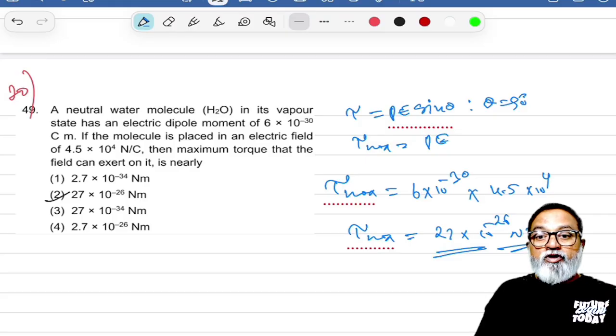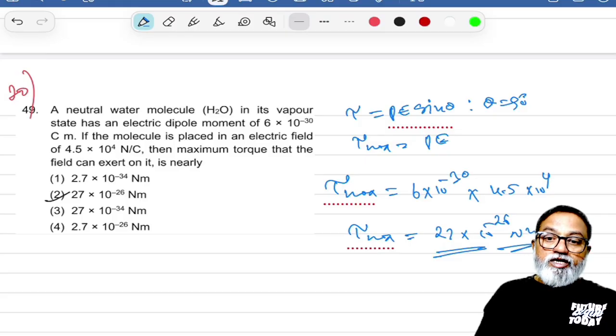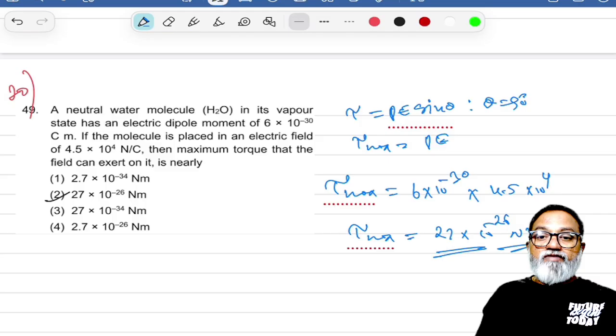See, these are the problems I collected from various institutes' test series papers. So very important for both mains and NEET students.